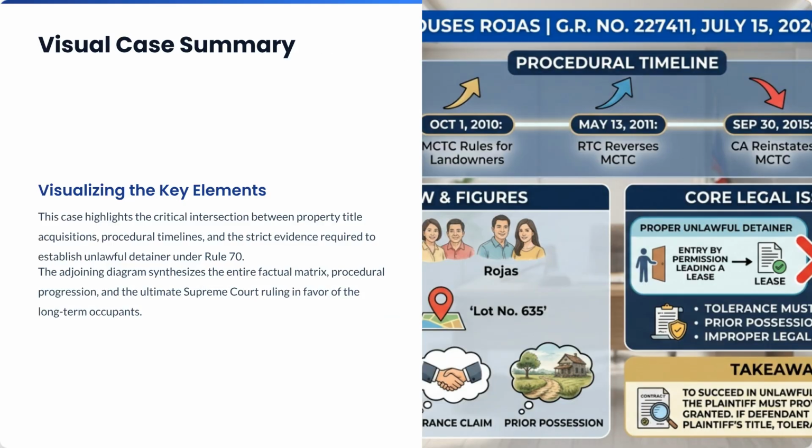or granted. This video summarizes the complex intersection of title acquisition, legal procedures, and the specific evidence required under Rule 70 to establish unlawful detainer. We will examine the procedural timeline and the final ruling that favored the long-term occupants.